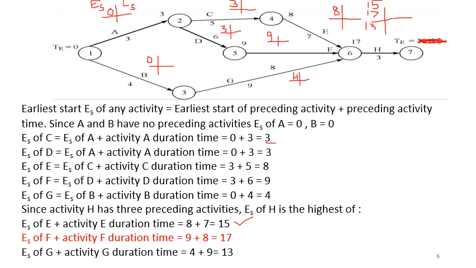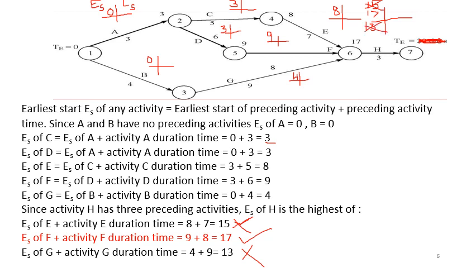So if such a case happens, whenever you are finding an earliest start for an activity which has more than one preceding activity, you calculate the ES plus the individual activity timings for all the n number of preceding activities, and choose the highest amongst these. So out of these three values, you can see here 17 is the highest, corresponding to F. So your earliest start for H will not be 15, nor will it be 13, it is 17.